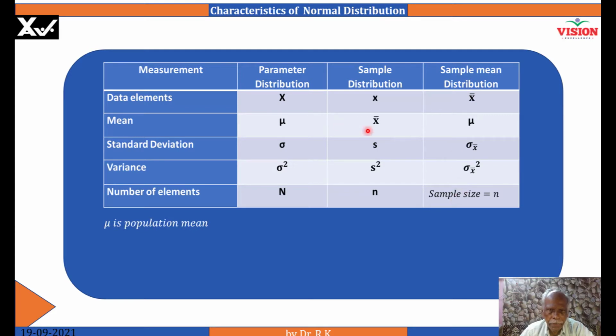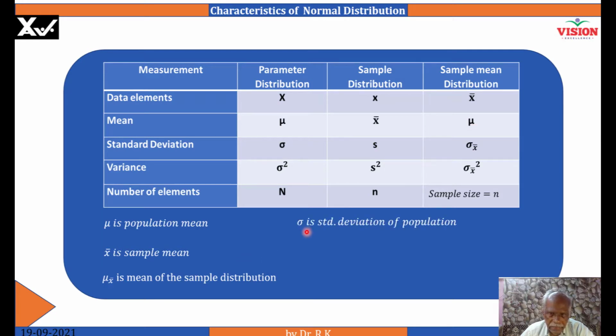These are all very important. These notations you can use either capital or small letter depending upon your requirement. Mu is the population mean. X bar is the sample mean. Here and here. Mu x bar is the mean of the sample distribution. This one. And then sigma is standard deviation of the population.